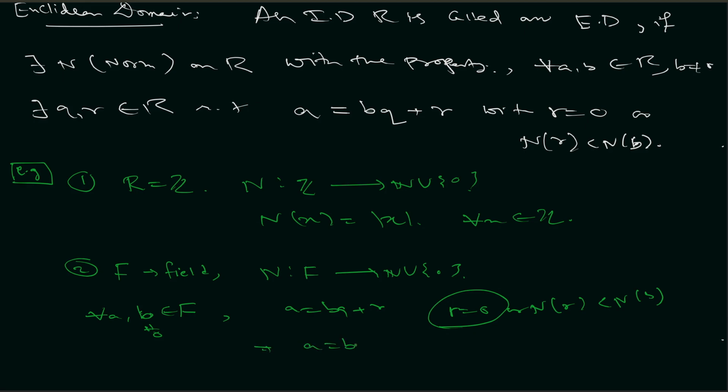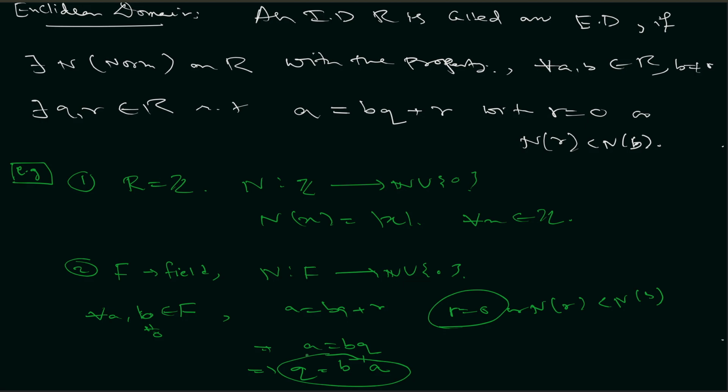That means a equals bq. That means q equals b inverse a. Sorry, since a equals bq, you want q, so you need b inverse a. So this is your q. The choice for q is this.